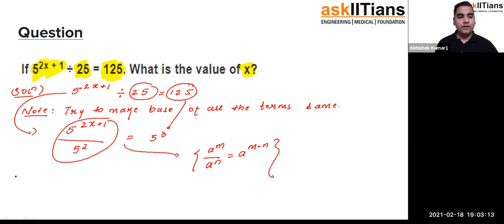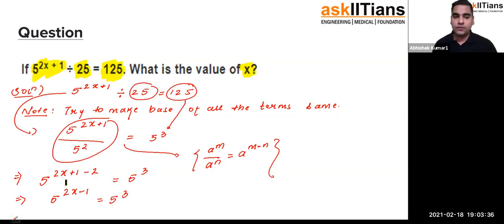If I use this rule of exponent, then this can be written as 5 raised to the power 2x plus 1 minus 2, and this will be equal to 5 raised to the power 3, correct? Here, if you simplify the numerator power, you will be getting 5 raised to the power 2x minus 1, that is equal to 5 raised to the power 3. Now, this condition which we got here is going to be true when this power, that is 2x minus 1, is same as 3.